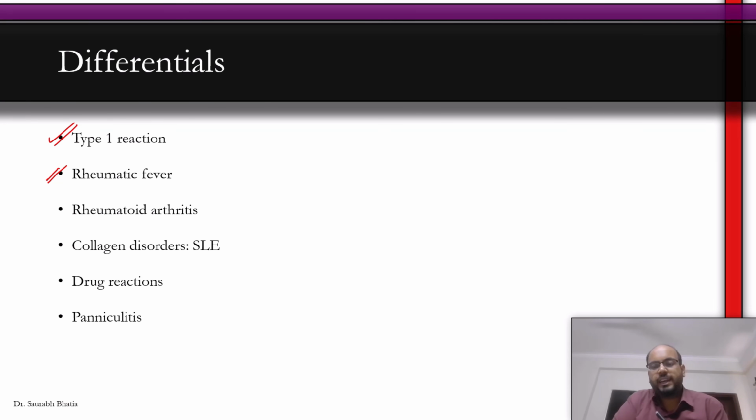Rheumatic fever, I told you they can be confused with CTDs, rheumatoid arthritis, collagen disorders like SLE, drug reactions. Remember, I told you I had a patient who was admitted for drug reaction, turned out to be ENL, and panniculitis, because that is what ENL is. It's an erythema nodosum like picture. Okay, let's move forward.